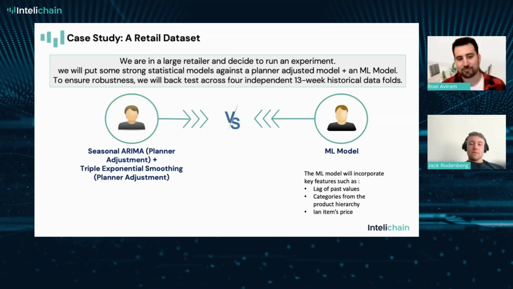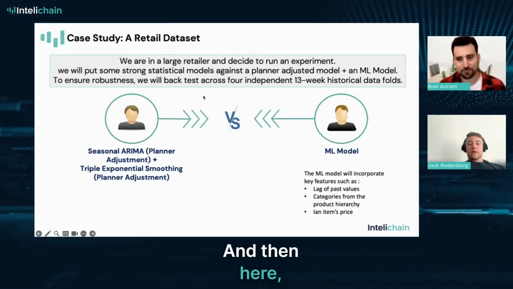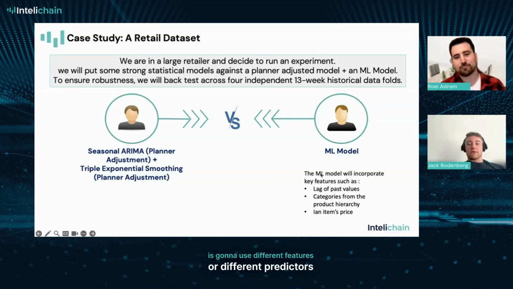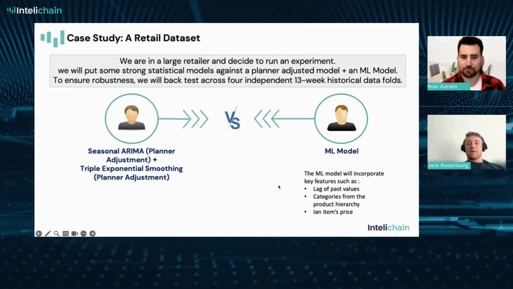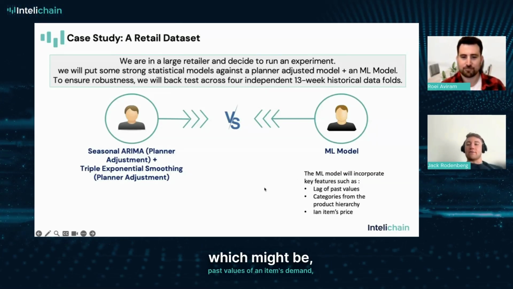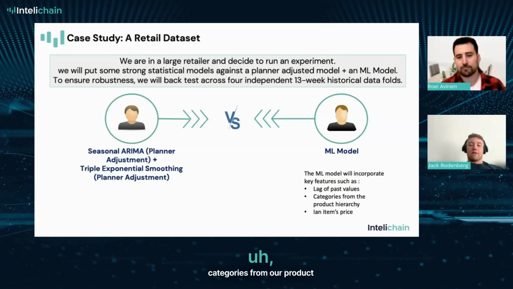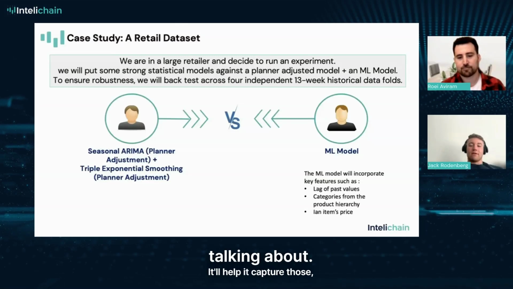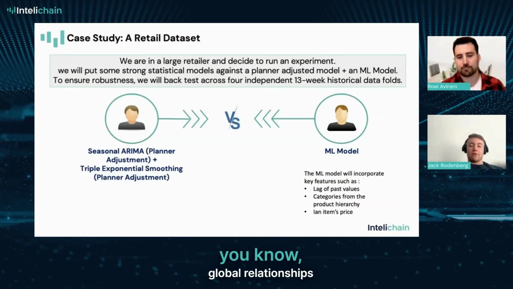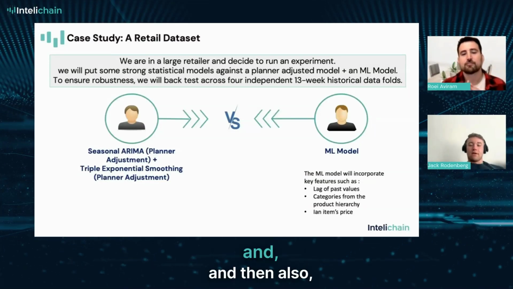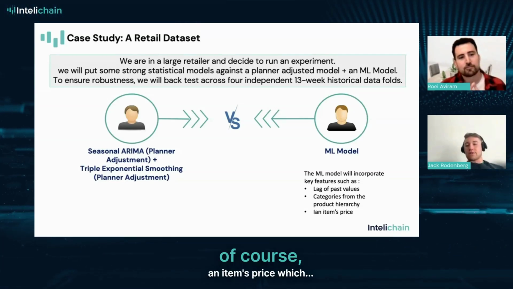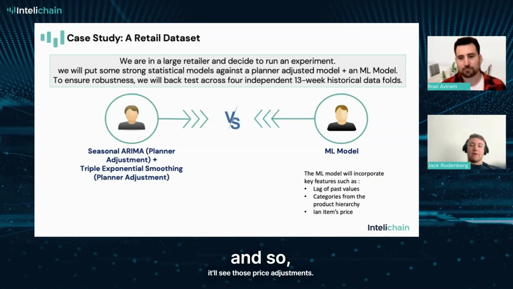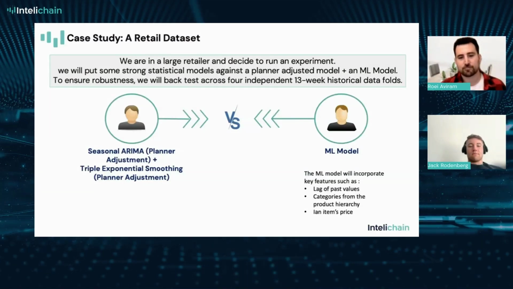And then on the other end, we have a machine learning model. The machine learning model is going to use different features or different predictors, which might be past values of an item's demand, categories from our product hierarchy, relationships that we were talking about. That'll help it capture those global relationships, and then also, of course, an item's price, which could change, like we mentioned, and so it'll see those price adjustments.